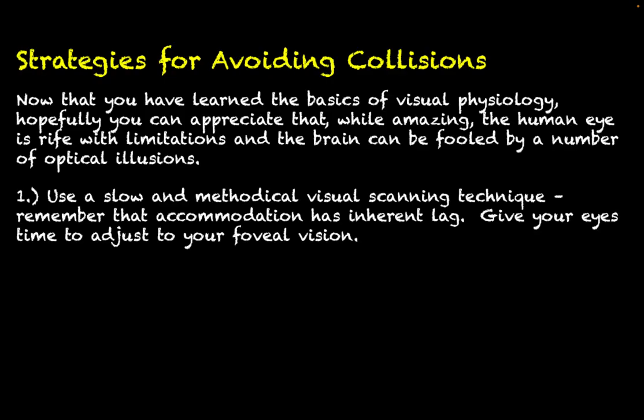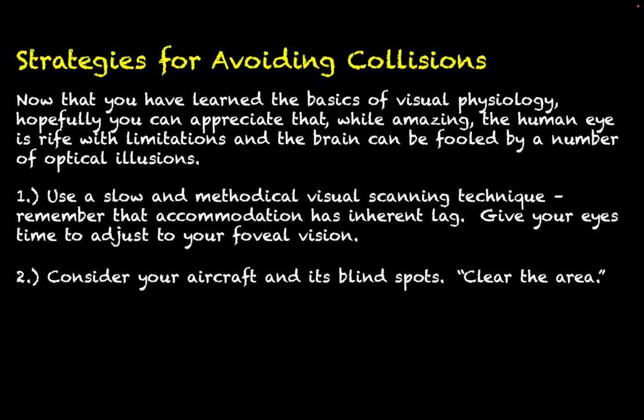Number one, use a slow and methodical visual scanning technique. So, slowly scan across your visual field. What you want to remember here is that accommodation lag that we talked about. Give your eyes time to adjust to your foveal vision. Make sure that you're taking time to slowly scan, maybe treat different parts of the sky as different quadrants. Look here, okay, look here, focus, look here, focus. So, make sure that you are allowing for that accommodation lag to not become an issue.